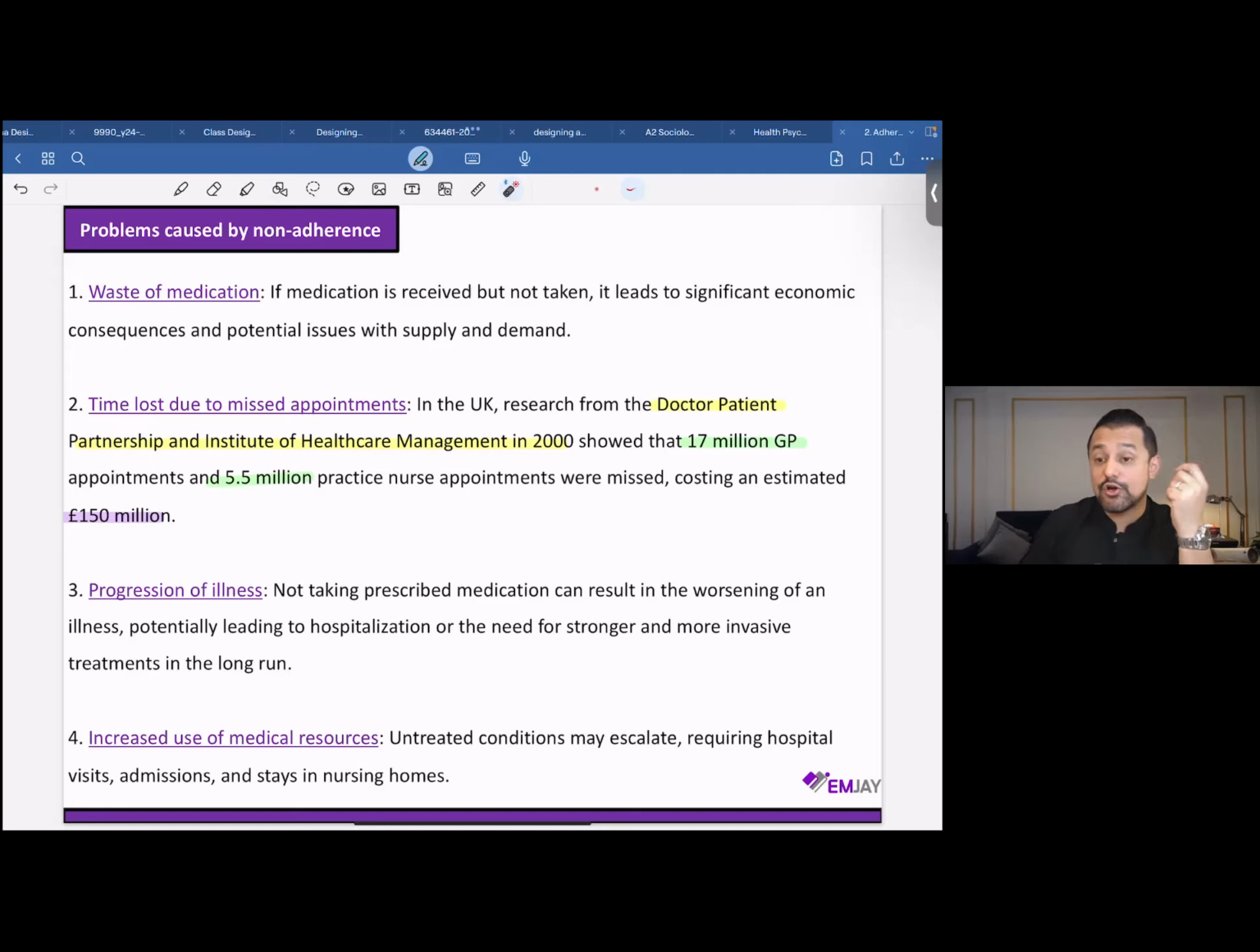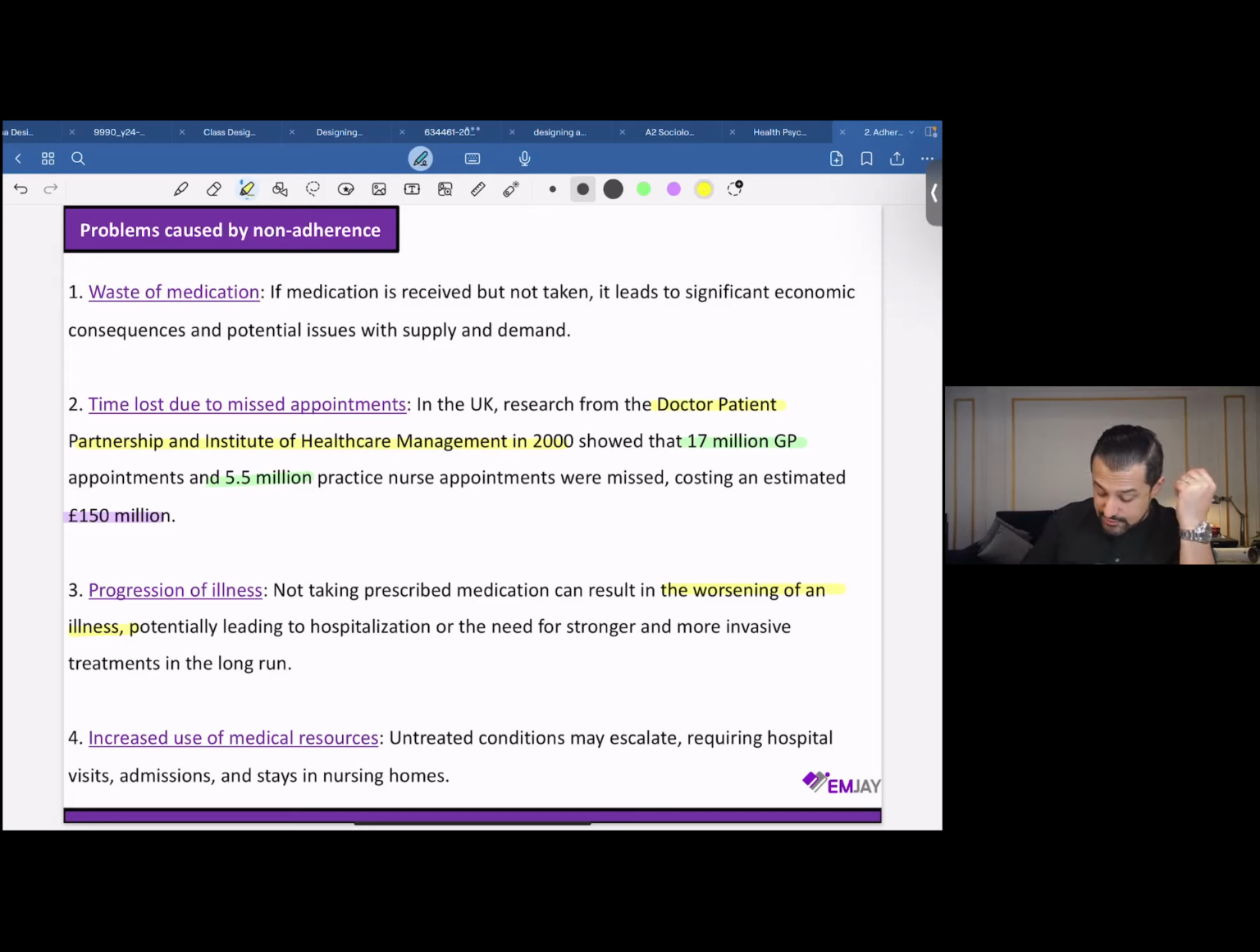Taking this ahead, moving on to the third problem that has been caused by non adherence, and that is progression of illness. Not taking prescribed medicines can result in the worsening of an illness, potentially leading to hospitalization or the need for stronger and more invasive treatment in the long run, and could lead to the person losing his or her life as well.